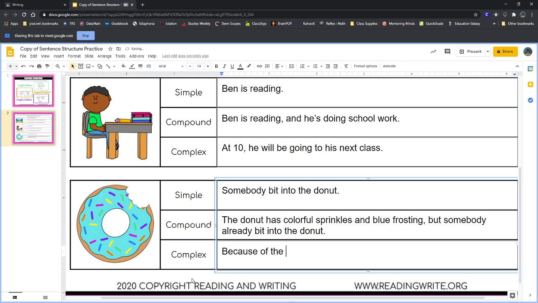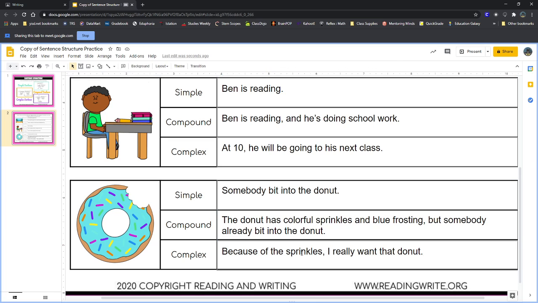Because of the sprinkles, I really want that donut. So again, this part, because of the sprinkles, isn't a sentence on its own. But this is. I could just say, I really want that donut. This is just extra information.